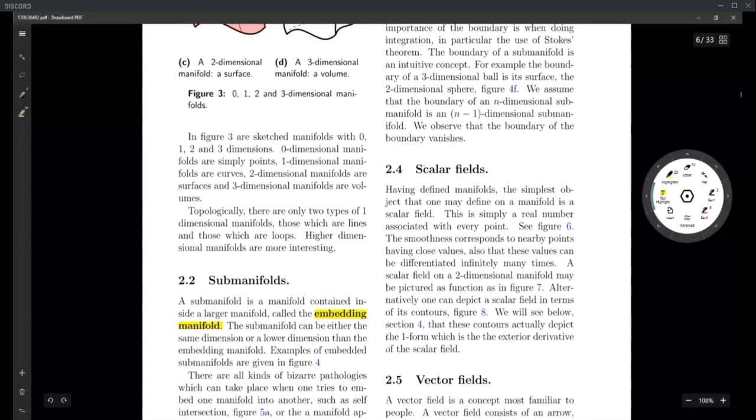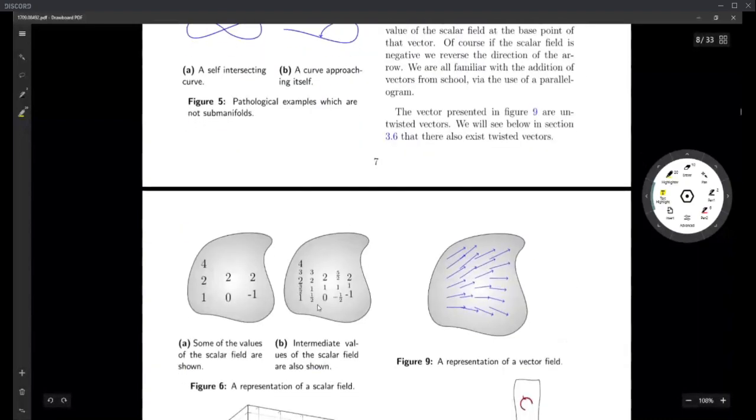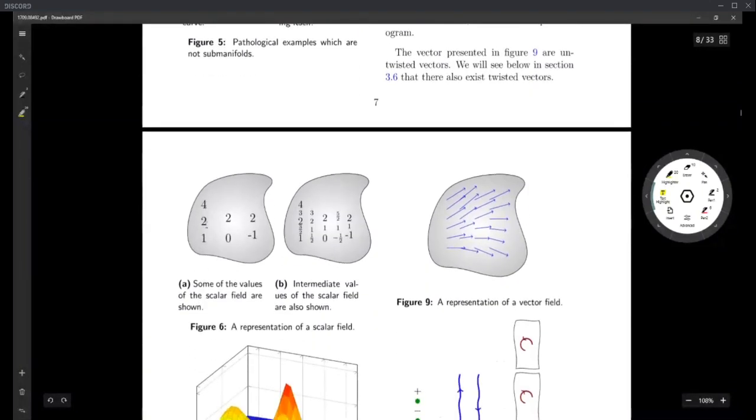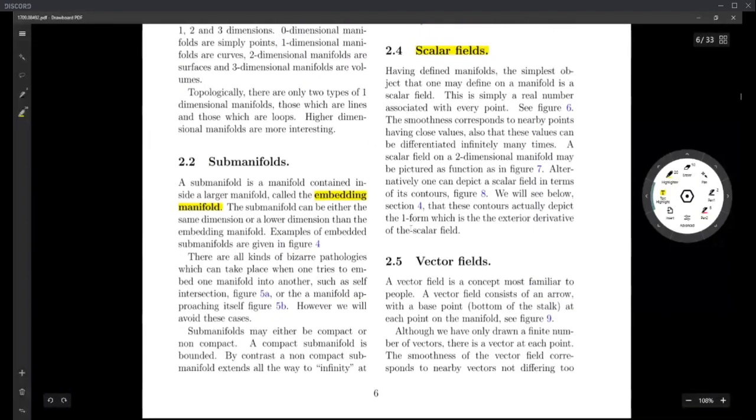So next, we'll be looking at scalar fields. What are scalar fields? Once you have a manifold, the simplest thing you can define are scalar fields. You could define them simply as real numbers associated with each point. Let me find the diagram. If I have a point right here, like this one, for instance, there's another point right here. Each is represented by a real number, including intermediate values. So that's one way of looking at that.